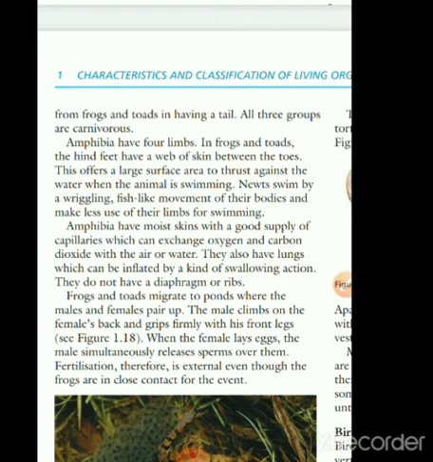Next are newts. They swim by wriggling, with a fish-like movement of their body. They apply small force to push the water to move faster, so they make less use of their limbs for swimming. Next, amphibians have moist skin with a good supply of capillaries, which can exchange oxygen and carbon dioxide with the air or water. So that is how they deal with it. They need moist skin because it protects them against predators and also aids them to exchange different gases.